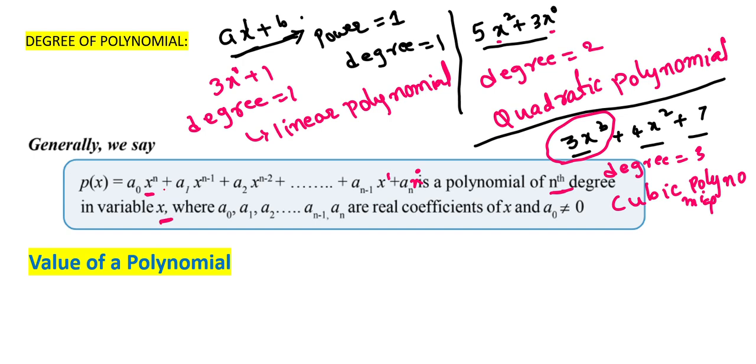Which variable are we using here? Only one variable, that is x. Here a1, a2, a3 are the real number coefficients of x. But a naught is not equal to 0, because we are talking about the nth degree term, so it should not be 0. It is always any real number other than 0.